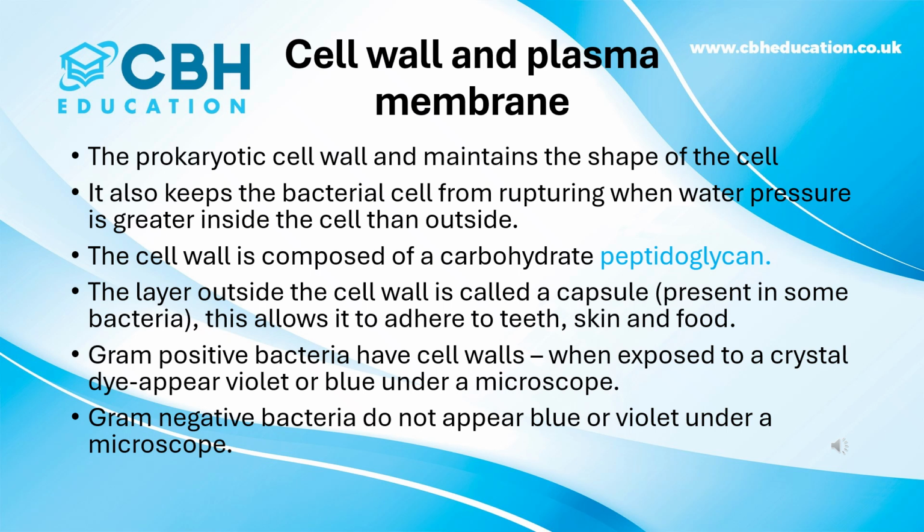Now, one of the key things when you're looking under the microscope is that gram-positive bacteria have cell walls that, when exposed to a crystal dye, appear violet or blue under a microscope. Gram-negative bacteria do not appear blue or violet under a microscope.